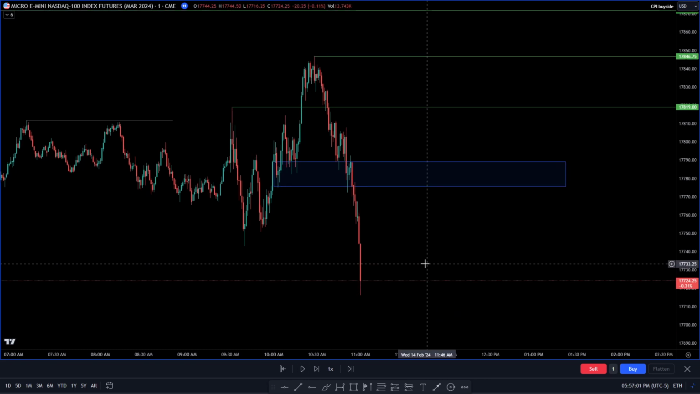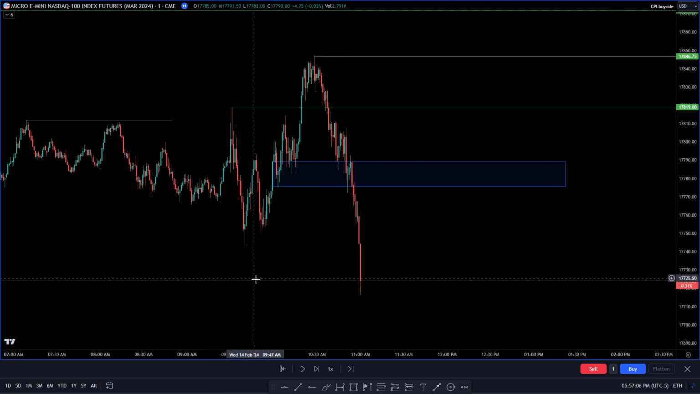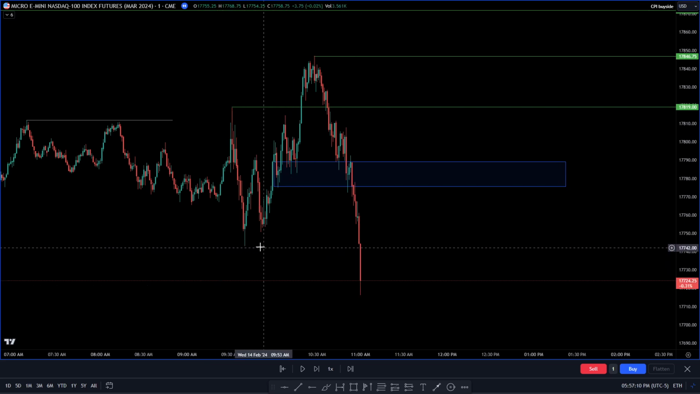So at this point, there's no reason to be taking a trade whether you're long or short. If you were taking a long here, you'd already be down more than 20 points, or actually 30 points, in a matter of a minute. So I see a lot of people doing that.